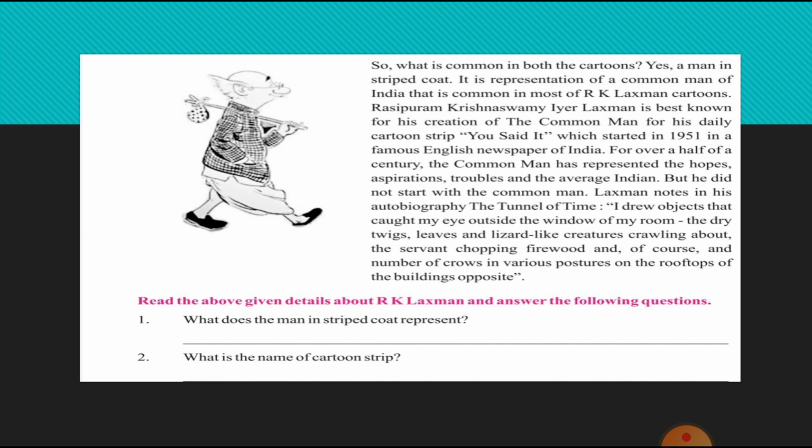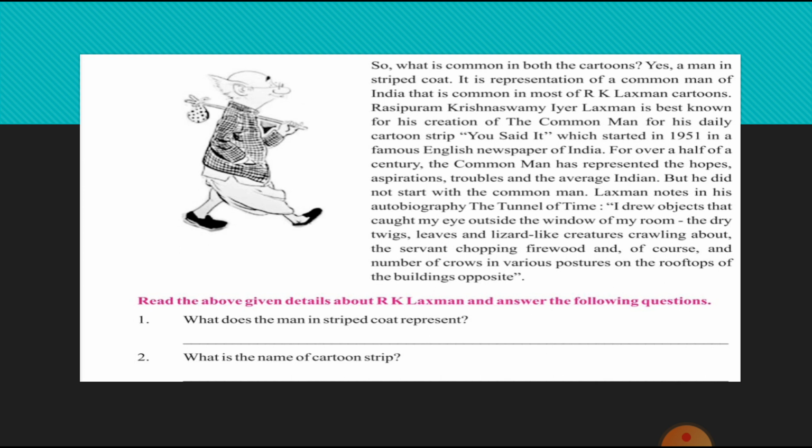We discussed it. Now they have asked us a question: what does the man in the striped coat represent? It represents a common man of India who is holding a stick and walking, wearing a dhoti and spectacles. We can find it's a very common man. And what is the name of the cartoon strip?